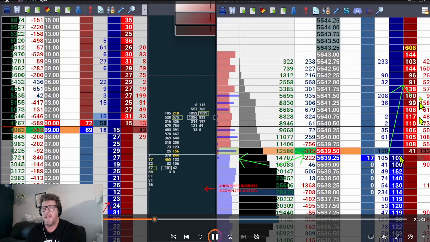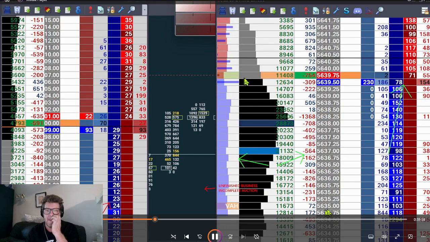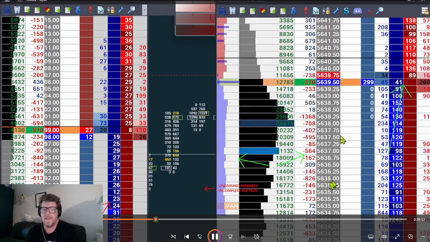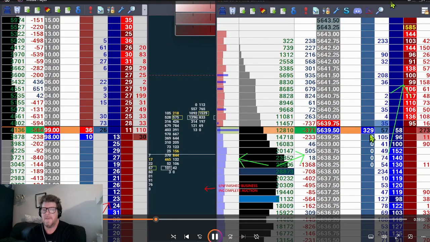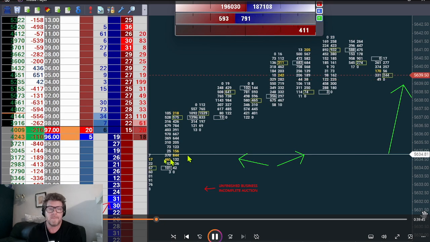And now you can really see how the sellers have begun to build this wall, and it's right at the value area high. It is now breaking. I'm targeting, obviously, 56.3250, that unfinished business level. But this particular move, I'm targeting 56.3481.